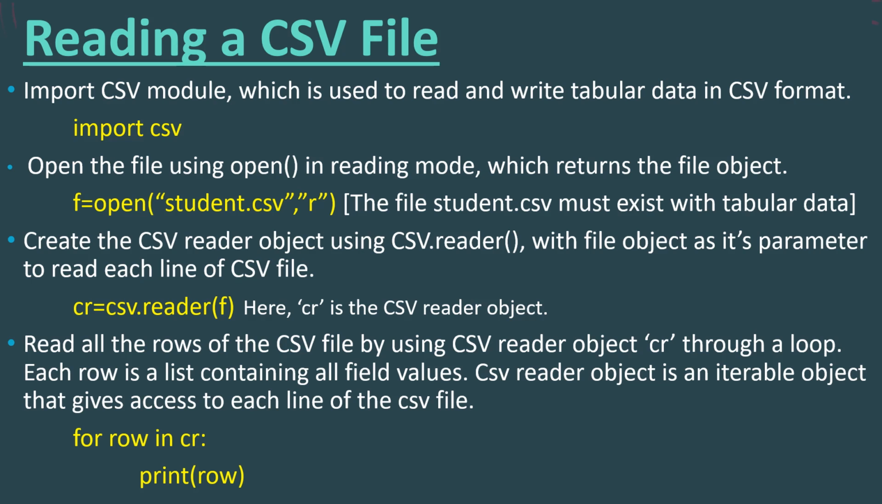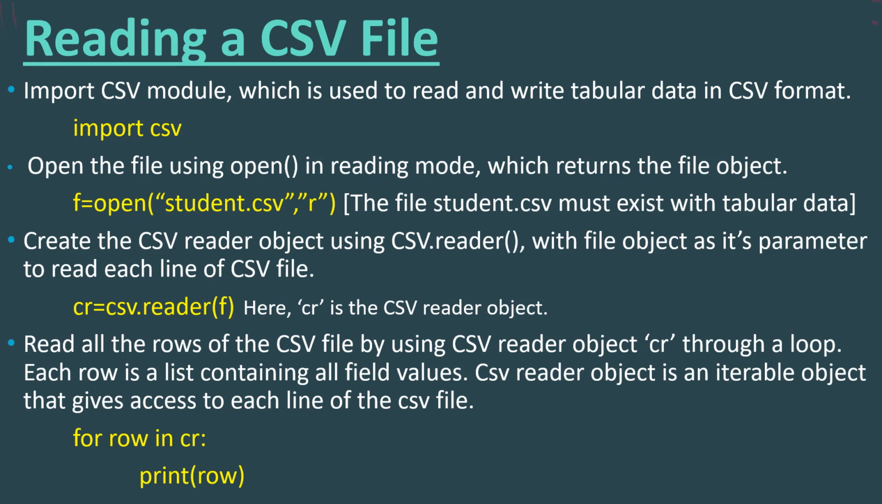Now, to read the CSV file, we need something called a CSV reader object. The CSV reader object will help you read the file line by line. This object has to be created by using the csv.reader function. Within that, you pass the file object for which the data has to be read, and it will return the CSV reader object, and you store it in a variable. Here I have stored it in a variable, let's say CR. CR refers to the CSV reader object. That is equal to csv.reader, and within that you pass the file object f.